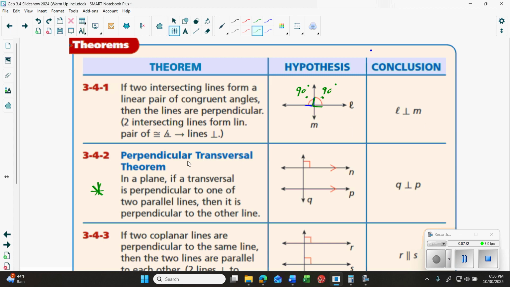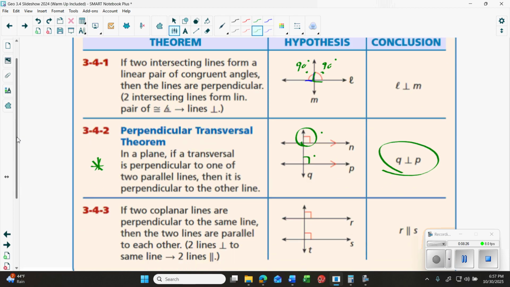The perpendicular transversal theorem. In a plane, if a transversal is perpendicular to one of two parallel lines, then it is perpendicular to the other line. What this is saying is, here you have two parallel lines, N and P, and a transversal Q. If Q is perpendicular to N, shown by the right angle mark, then we can also say Q is perpendicular to P. Think corresponding angles here. If this is 90, that's got to be 90.